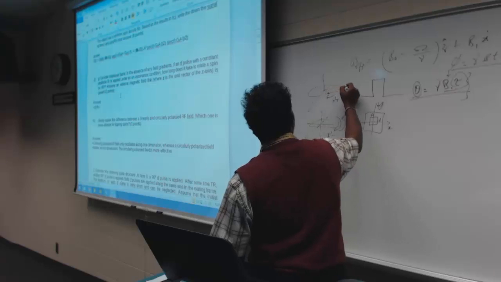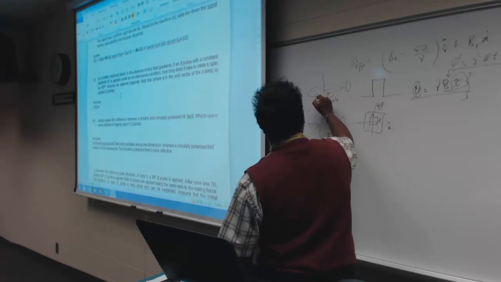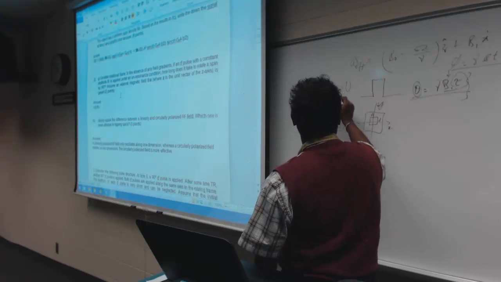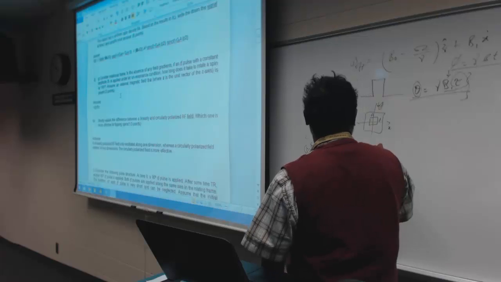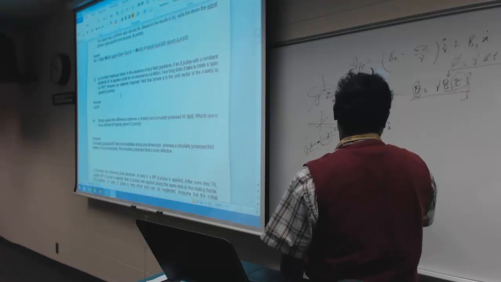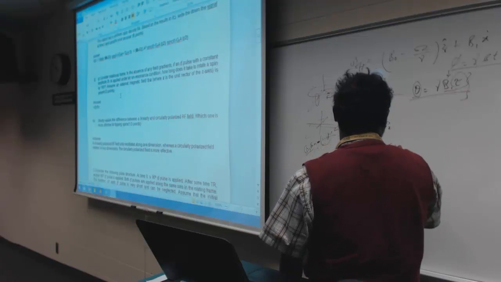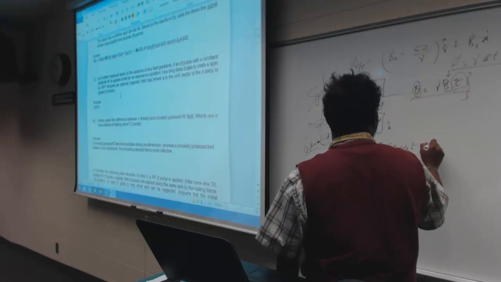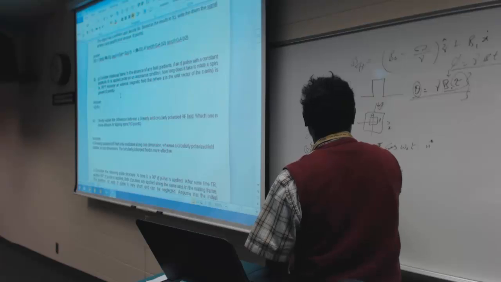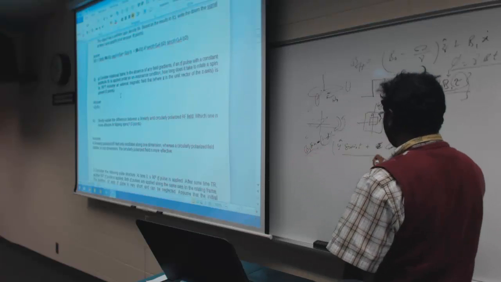Or you can have two coils which are applying field along this direction, one oscillating at sine omega naught t, and then the other one at the quadrature phase. So this is along x, let's say, and this is along y. So that causes a rotating vector.